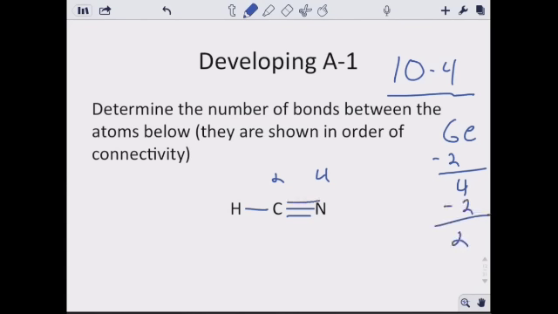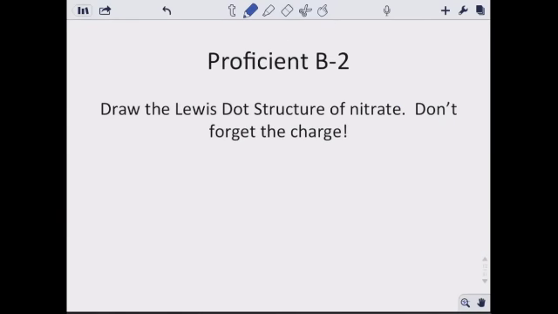Well, now this carbon needs 0. So the carbon needs no more electrons, and the nitrogen needs how many? 2. Well, how many do we have left? 2. Perfect. 1, 2. Now everything satisfies the octet rule, and we see that we have a single bond between carbon and hydrogen and a triple bond between carbon and nitrogen.